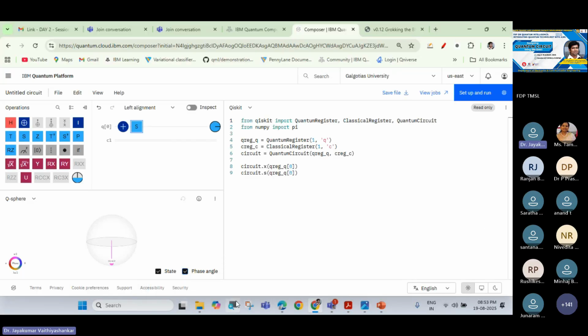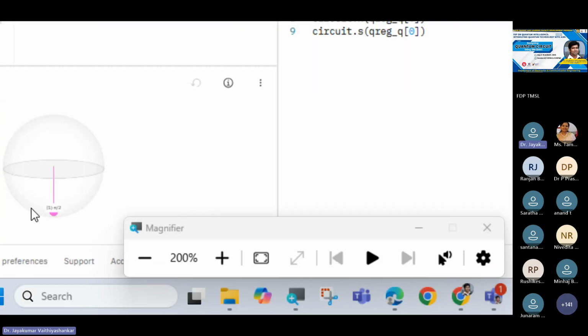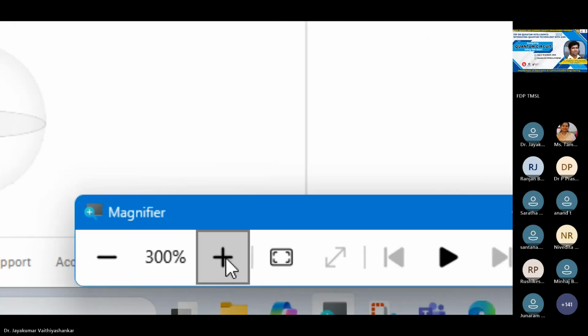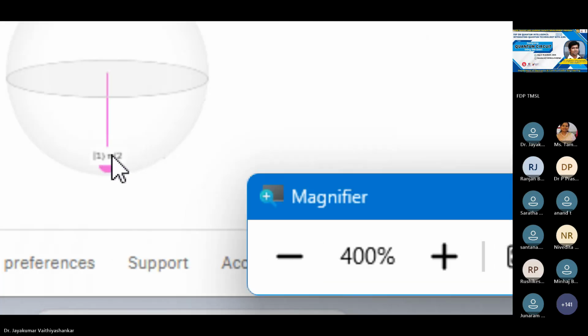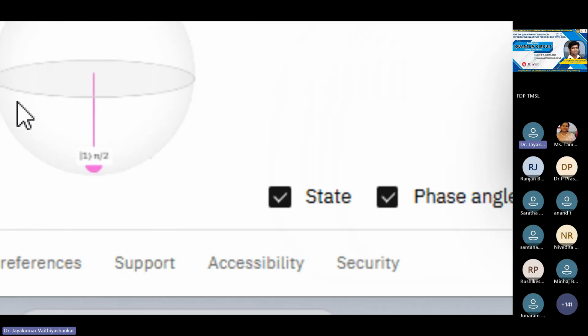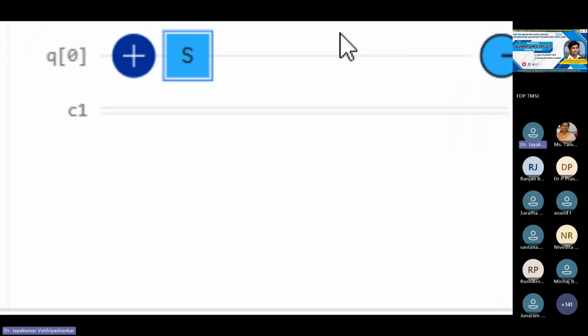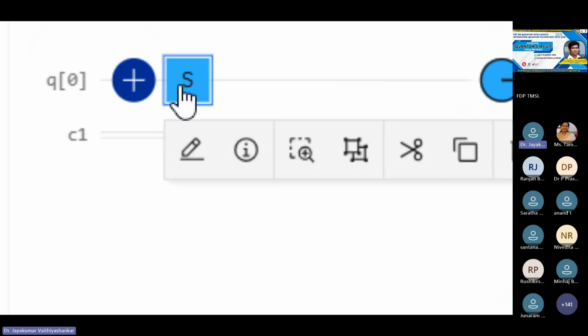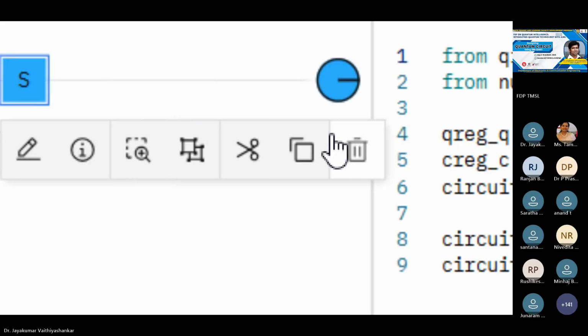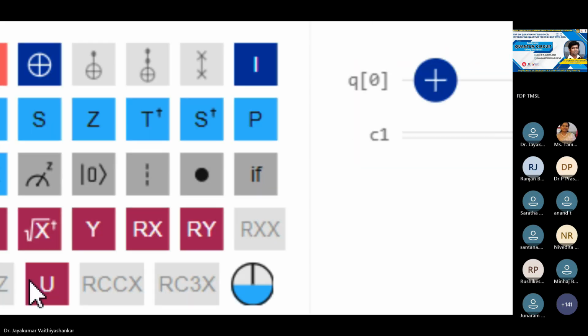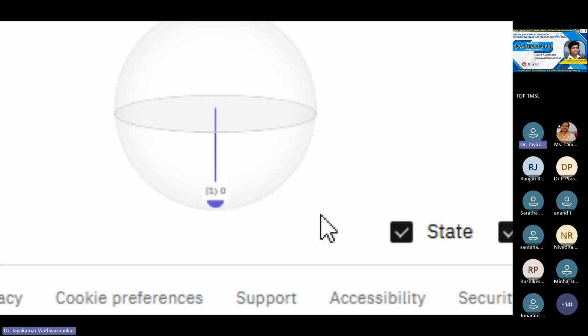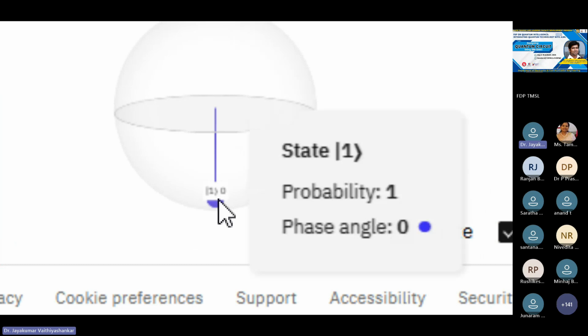So you can enable the phase angle. If you enable the phase angle in your Q sphere, you can notice what is the angle given over there. I try to move this away. Yes, so you can see the phase angle also. Now try to delete this S gate and apply only the NOT gate. Click this gate, press the delete button. Simple. And you can see no phase change. Move your mouse over here: the phase angle is 0.